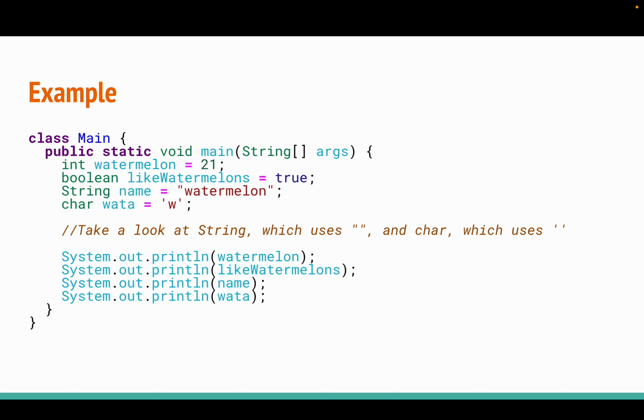All right, here's an example of what you might do. Int watermelon equals 21, boolean likeWatermelons equals true, String name equals "watermelon", char water equals 'W'. And then if we print them all out, you can see each of these values printed out.